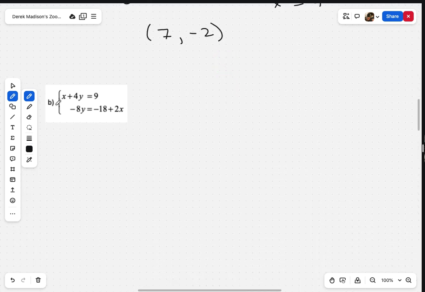This next one is the same idea, except initially neither of these equations are solved in terms of x or y.